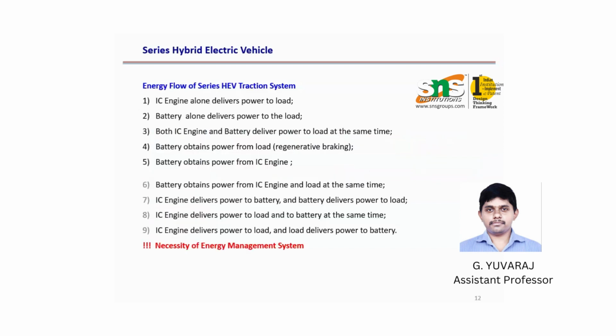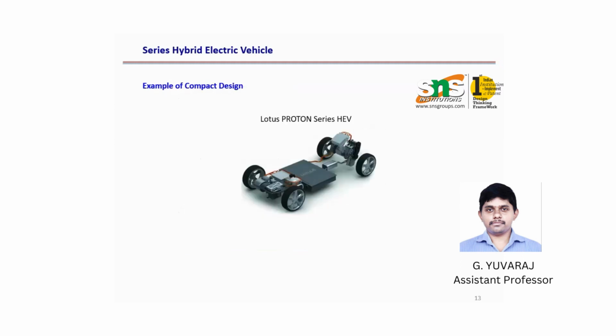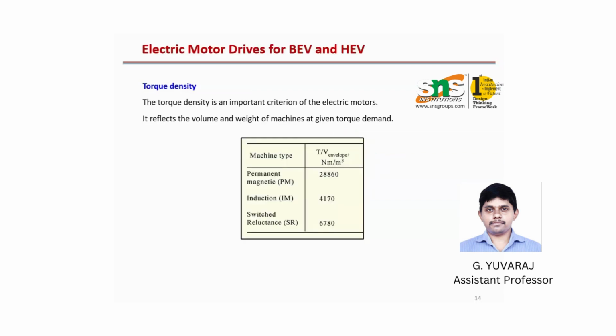The major thing here is that the IC engine alone can deliver the power to the load, and the battery alone can deliver the power to the load, and also the IC engine together. So there is a necessity of an energy management system for this kind of system, and this is a good example of a compact design. And here you see the battery storage and battery energy conversion.